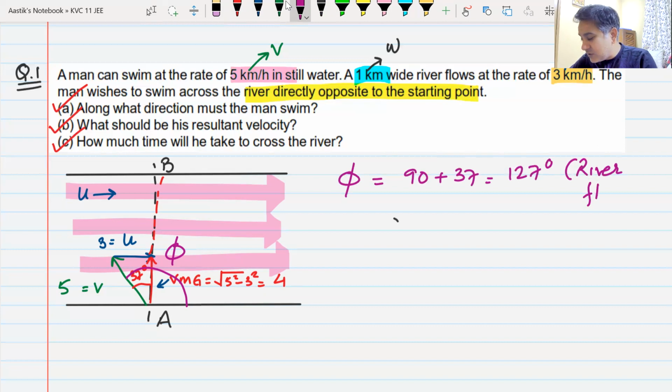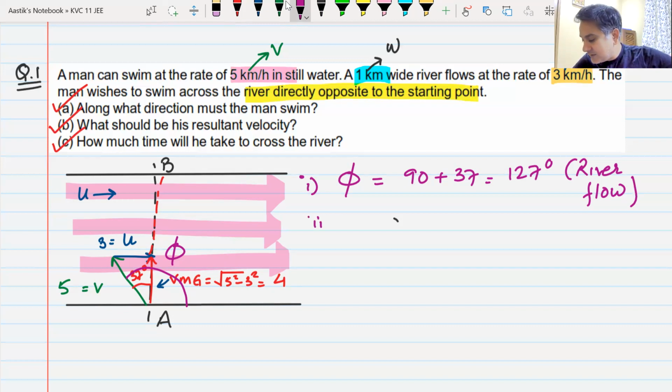This is how clear your answer should be. If your answers are not clear, because all the options would be given in the 4 choices, 27, 37 degrees would be given, 127 degrees would be given, everything would be given. You just say 37 and you don't know from where you have found those 37, it is of no use. So that is the first answer, 127 degrees with the direction of river flow.